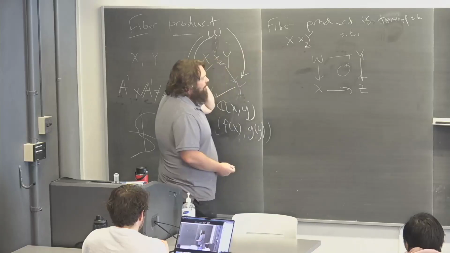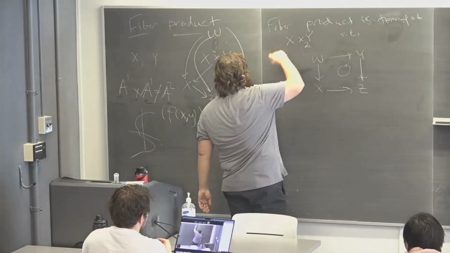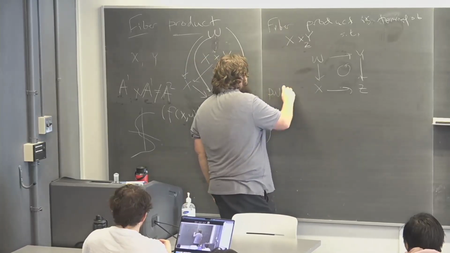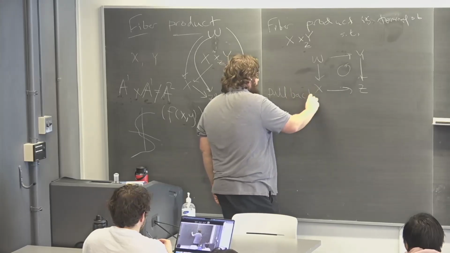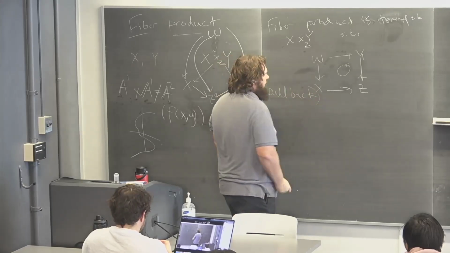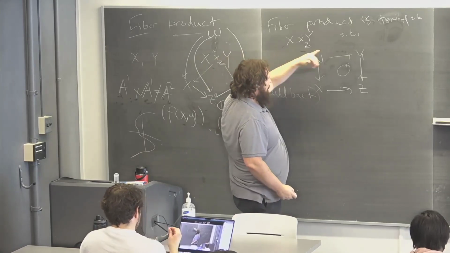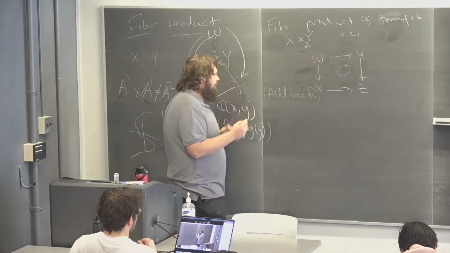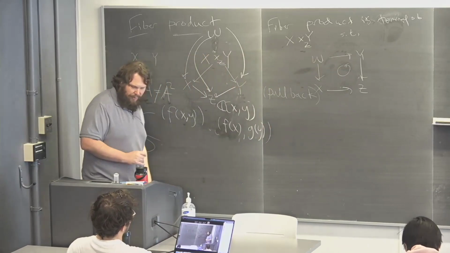All right, so this is a notion that makes sense in any category. We'll also call this pullback. That's the more common general categorical term, that this fiber product is the pullback of this diagram. In algebraic geometry, we usually call them fiber products.